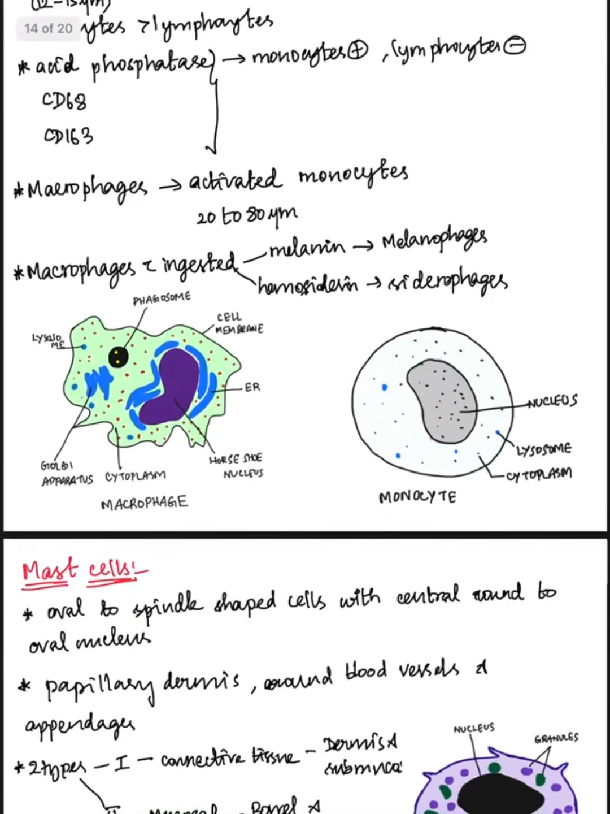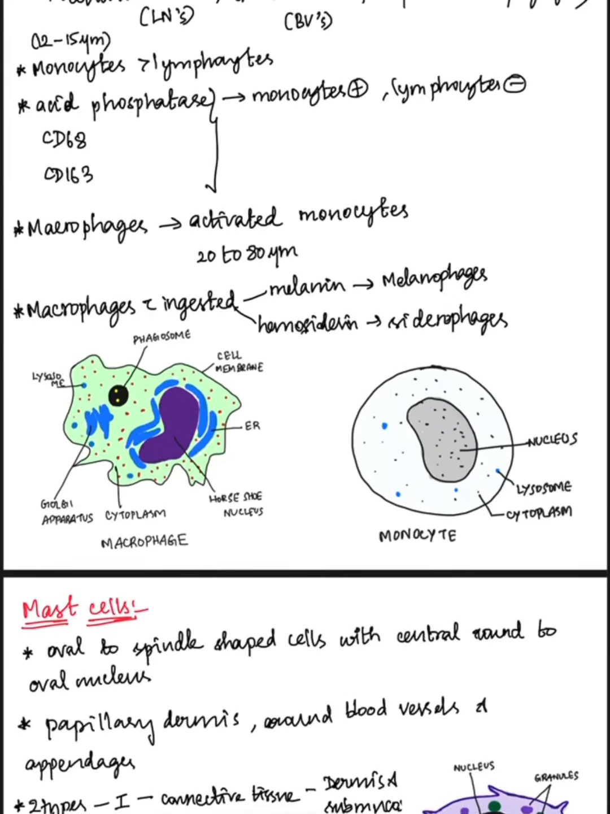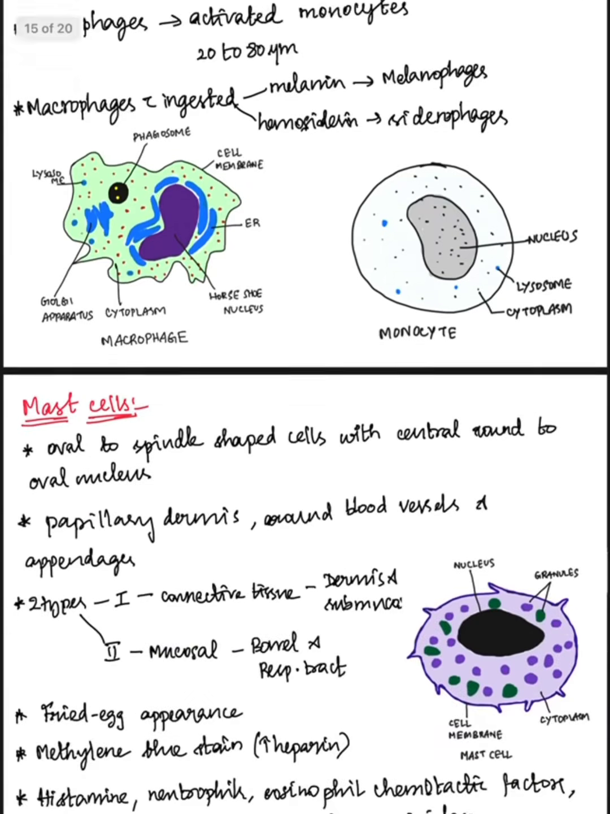They are nothing but activated monocytes, about 20 to 80 micrometers, and macrophages with ingested melanin are called melanophages. With ingested hemosiderin they are called siderophages, and they can be stained with Prussian blue stain. Here you can see the macrophage and monocyte. The macrophage is normally bigger than the monocyte. Monocyte is 12 to 15 micrometers, whereas the macrophage is 20 to 80 micrometers. Plus there will be more lysosomal enzymes in the macrophage than the monocyte, and the macrophage also has an irregular outline, unlike the monocyte.